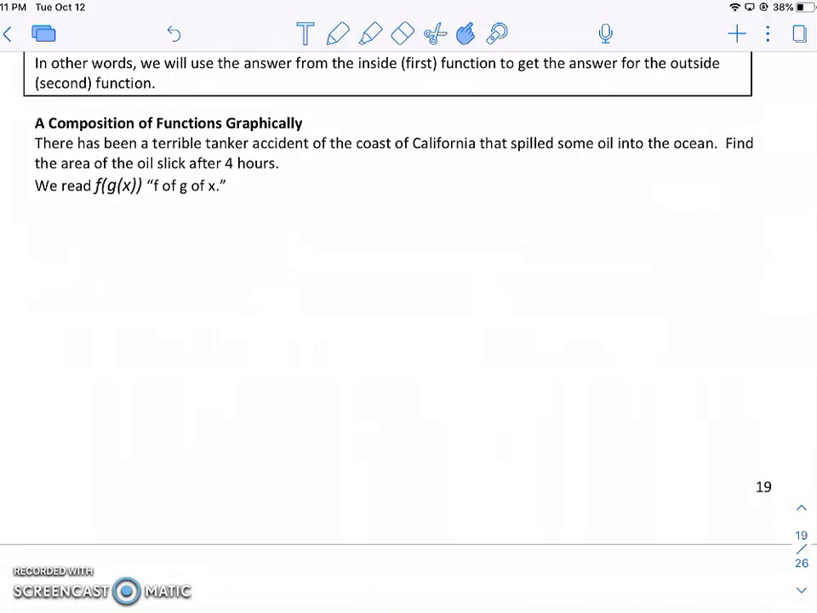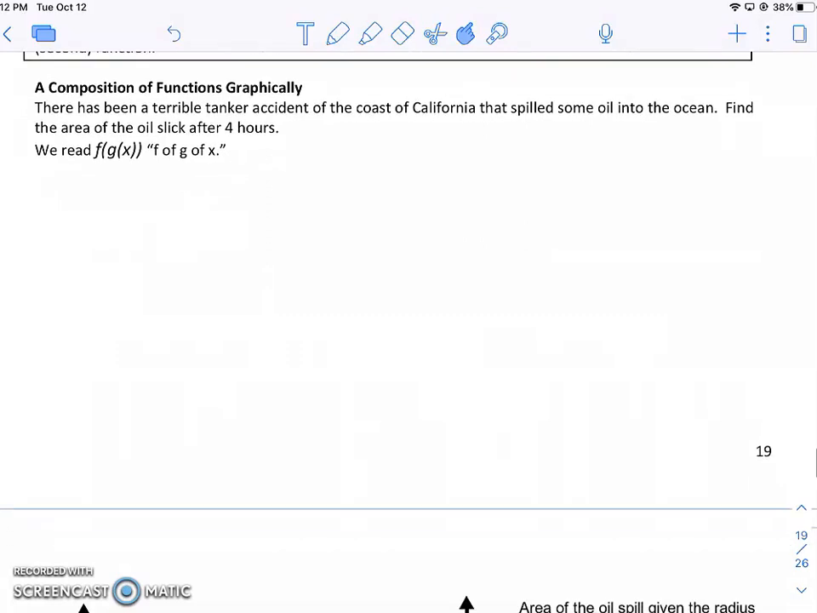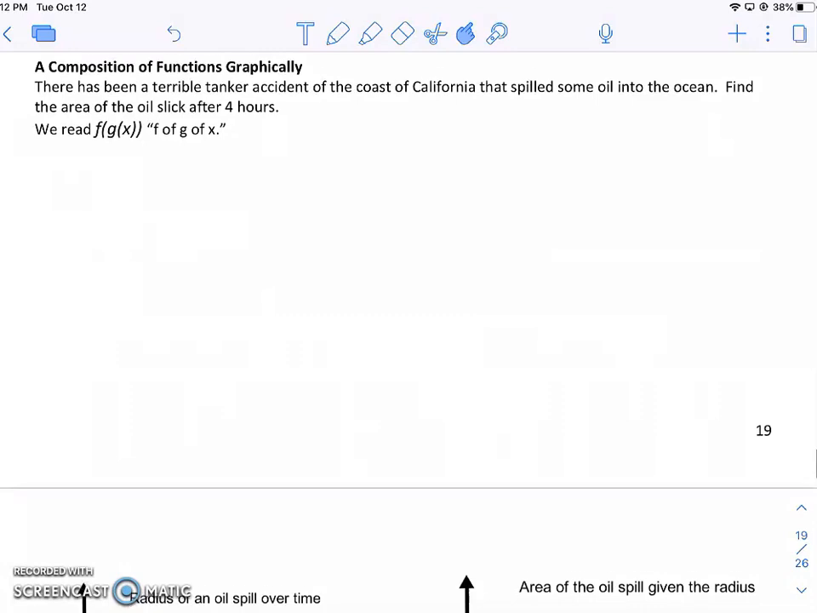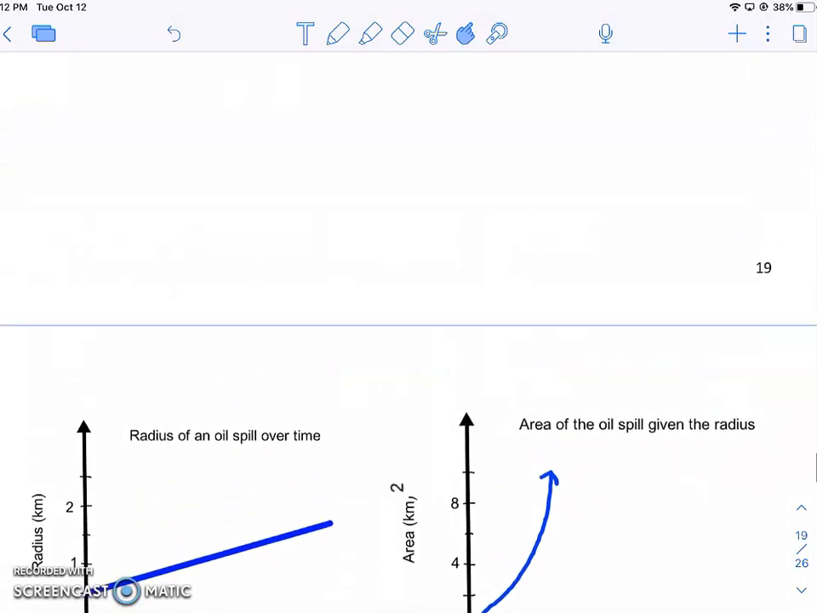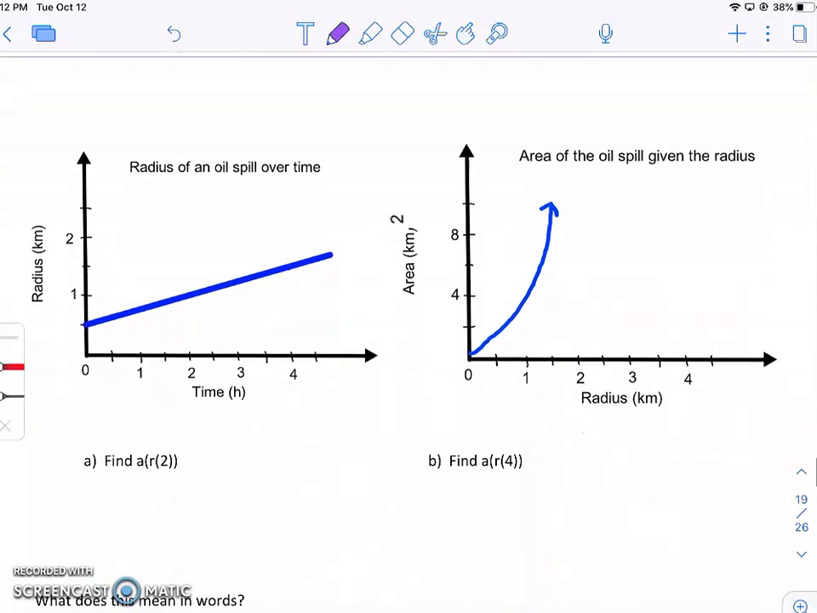There's been a terrible tanker accident off the coast of California that spilled some oil into the ocean. Find the area of the oil slick after 4 hours. We read this as f of g of x. To find the area, the first thing we need to do is find the radius. After 4 hours, our radius equals 3. So for the area of this spill, we go up to where 3 is, and area is in kilometers squared, so pi times 3 squared.